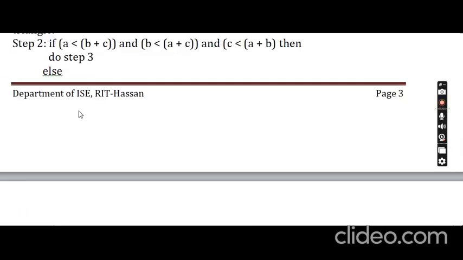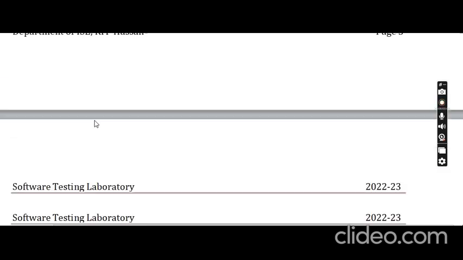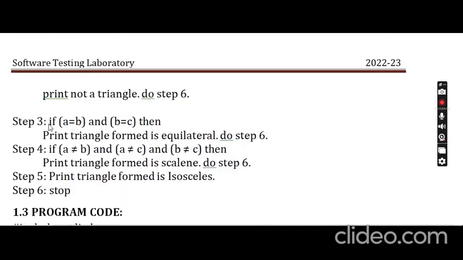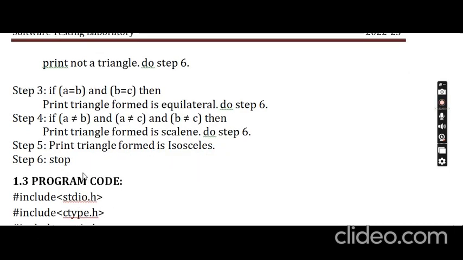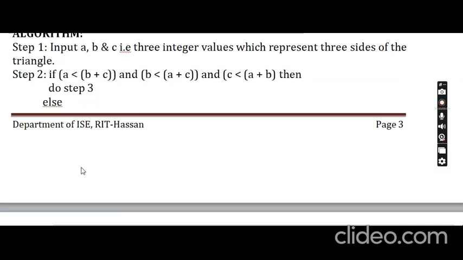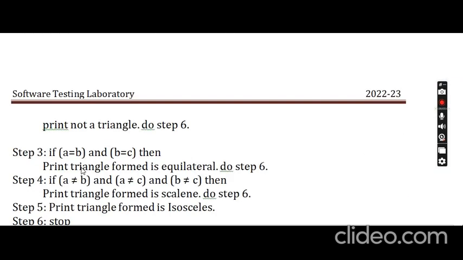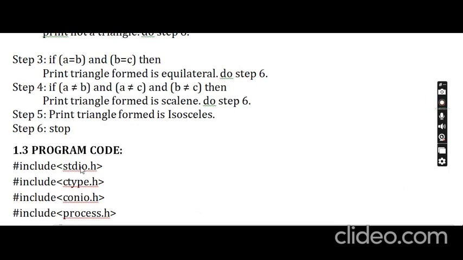If step 2 is true, it moves on to the type of the triangle. If a equals b and b equals c, then the triangle is equilateral. Or if a not equal to b and a not equal to c and b not equal to c, then print the triangle is scalene. Otherwise, print the triangle formed is isosceles. So this is the algorithm of the triangle program, steps 1 to 6.